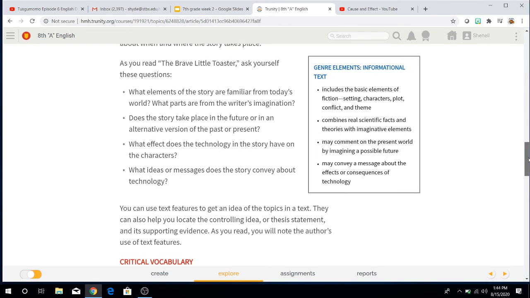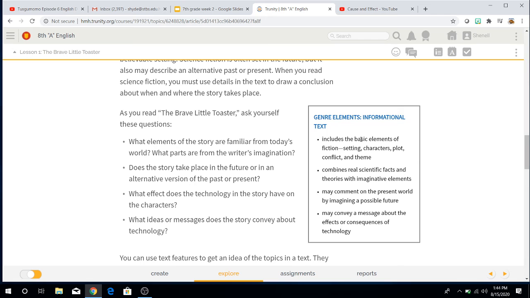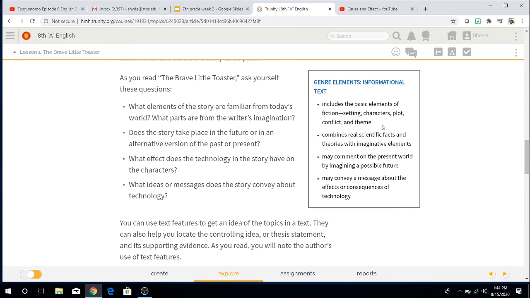Now, another thing that you guys need to focus on when we're talking about science fiction: there are certain elements in this genre, and one of the types of text you usually get is informational text, because let's face it, science fiction does have science in it, so you still get information that's important. So here are a couple of those elements.